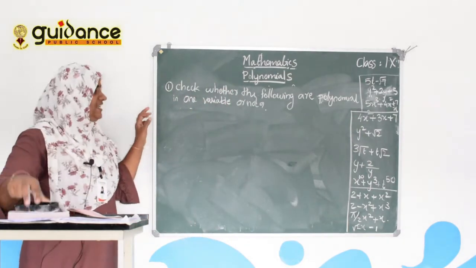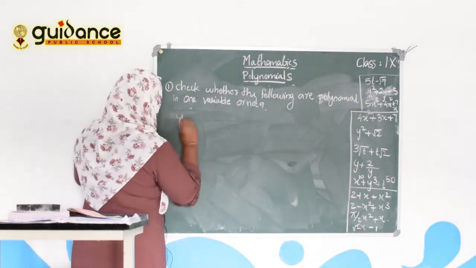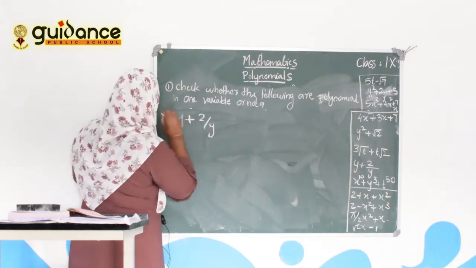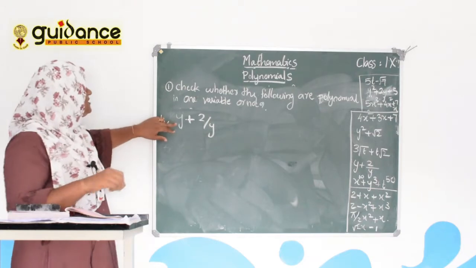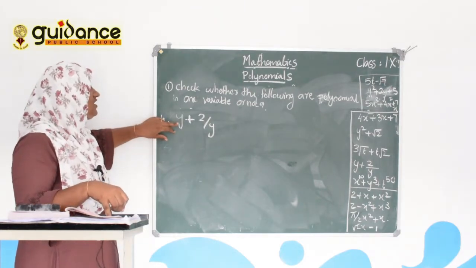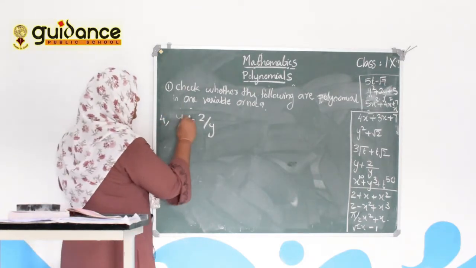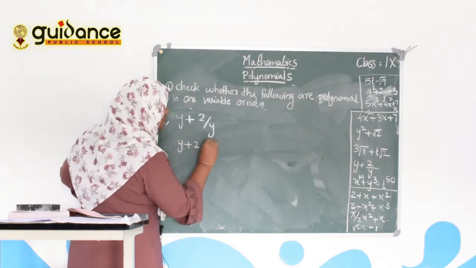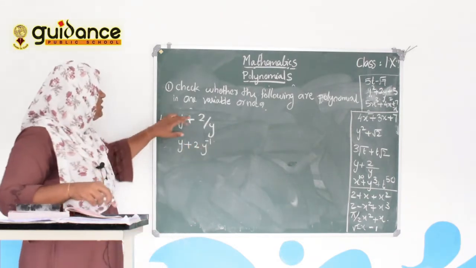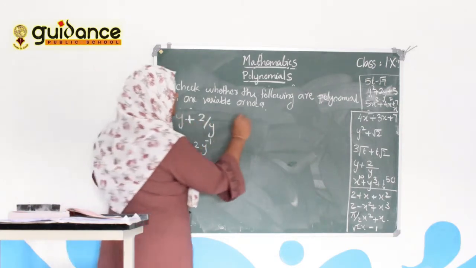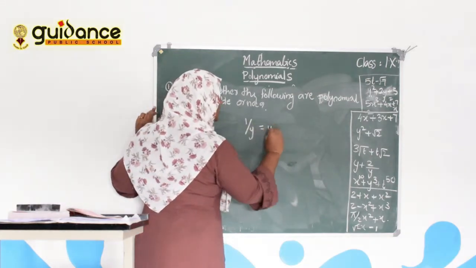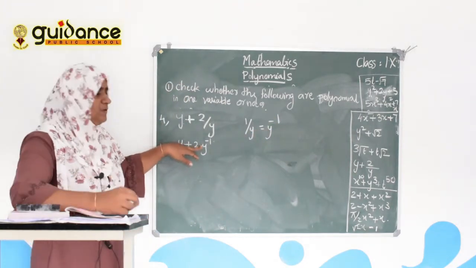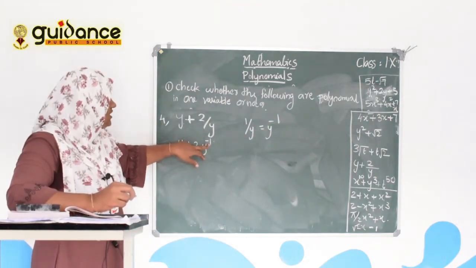Our next question, fourth question: y plus 2 by y. In this question, what will we do? It can be written as y plus 2 into y raised to minus 1, because 1 by y equals y raised to minus 1. Therefore, y plus 2y raised to minus 1 is not a polynomial.